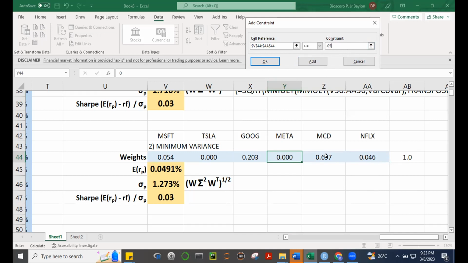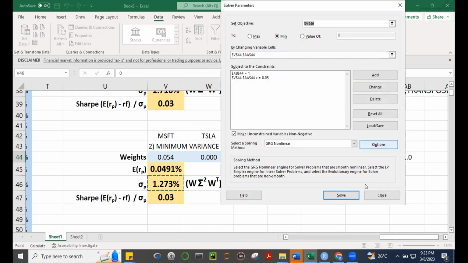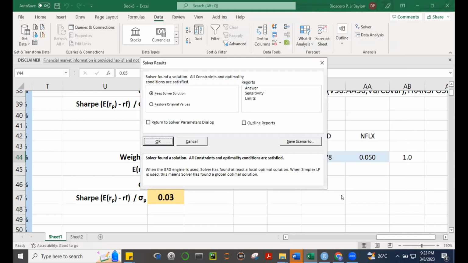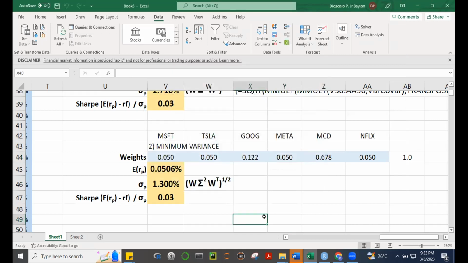That means we will not zero out any of the assets. All of them should have some contribution to the portfolio. Okay? All right. Okay again. And then solve. You will see that the solution changes. Solver found the solution. Okay? Now, since we imposed the constraint, it has changed. We now have weights for all of them, some at 5%.